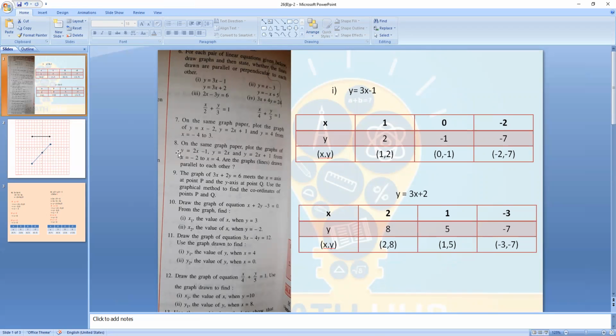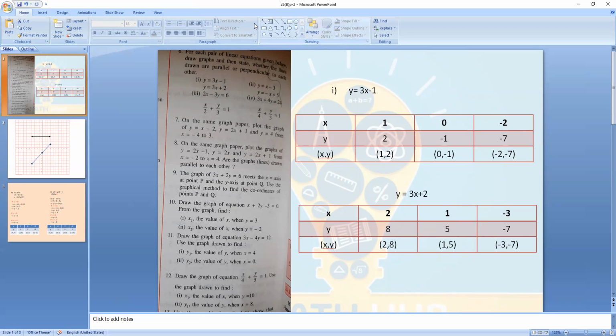In the same way, next question, these three lines you have to draw from x equal to minus 2 to x equal to 4. So first, you have to take minus 4. Next, x equal to 4 and any middle value, minus 1, 0, 1, 2, 3. So you will get 3 points, right? Next, the graph meets the x-axis.